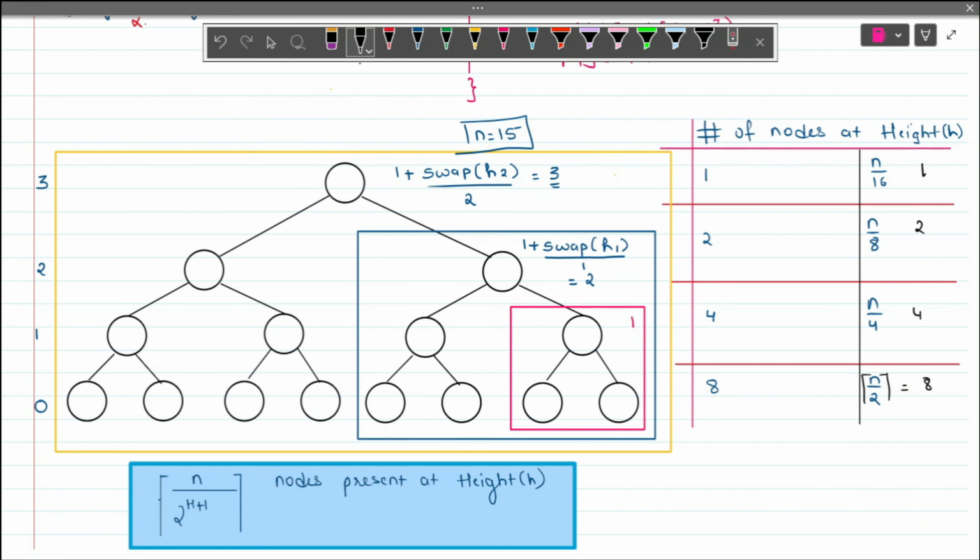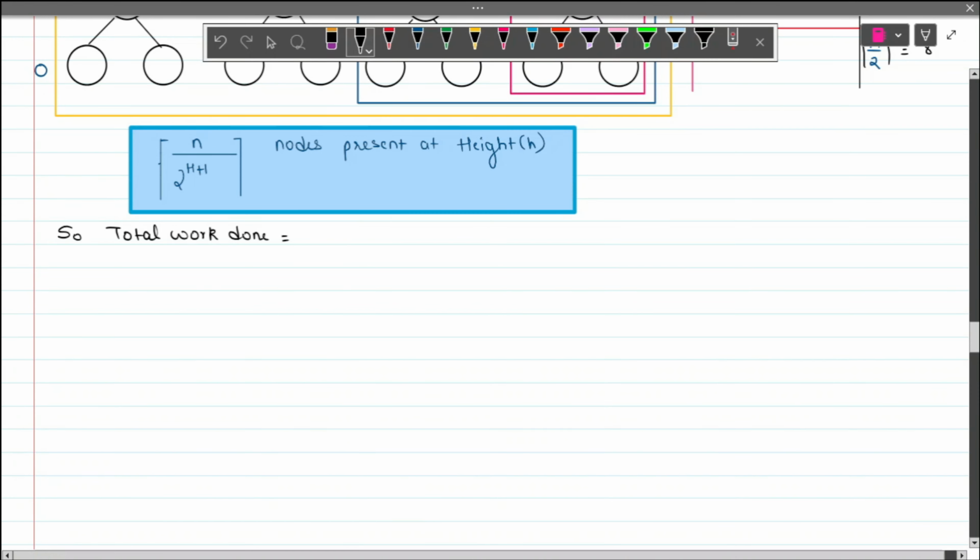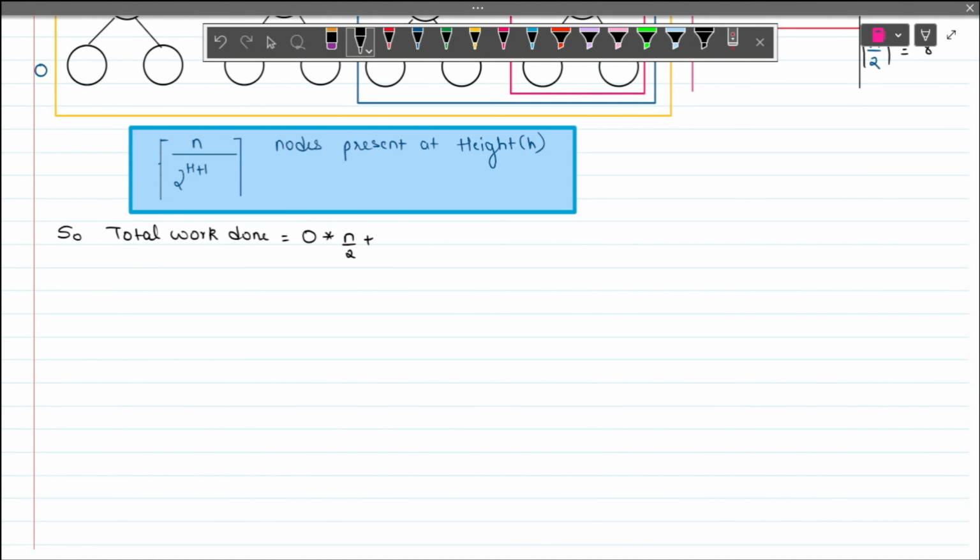Okay, now till now we know, given a node at height h, how many maximum swaps will happen, and for height h, how many maximum nodes are present. Okay, so Max Heapify is nothing but a number of swaps only. So let's see the total work done. Now at height 0, number of swaps are 0, right, into number of nodes are n by 2. Now at height 1, the number of swaps are 1 into number of nodes at height 1 are n by 4. Now at height 2, number of maximum swaps are 2 into number of maximum nodes at height 2 will be n by 8. Number of swaps at height 3 are 3 into number of nodes at height 3 are n by 16, and so on.